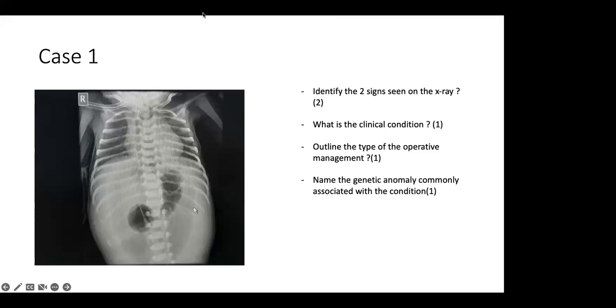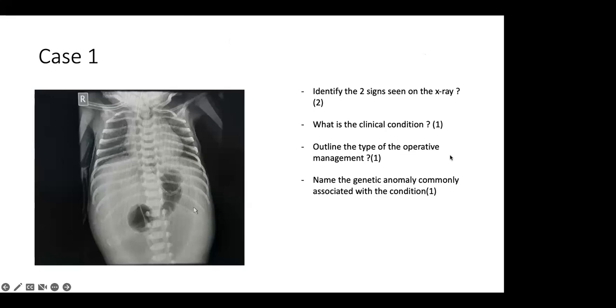Yeah, so what is this X-ray? Identify the two signs seen on this X-ray. And what is the clinical condition? What is the type of operative management you would use? And any genetic anomaly you could see with this condition.